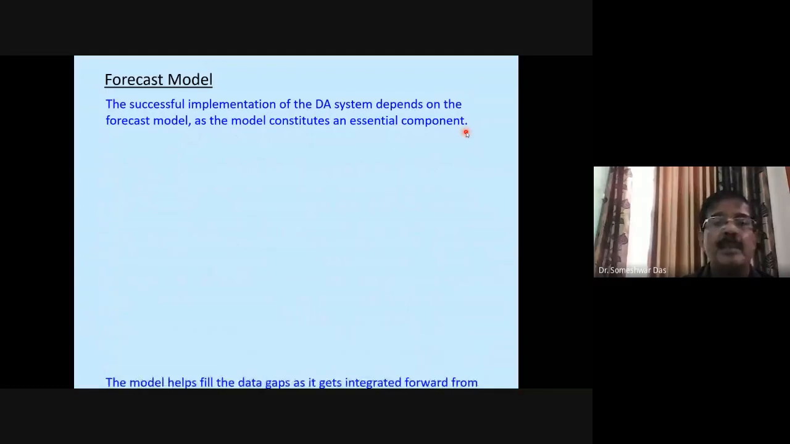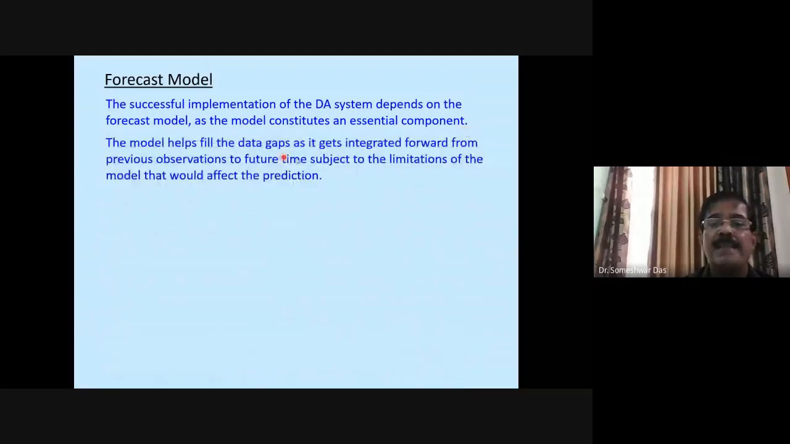The model helps fill the data gaps as it gets integrated forward from previous observations to future time, subject to the limitations of the model that would affect the prediction. As I said, where there are no observations, like over oceans or remote places, your model acts to fill up the data gap, the observation gaps. Right?